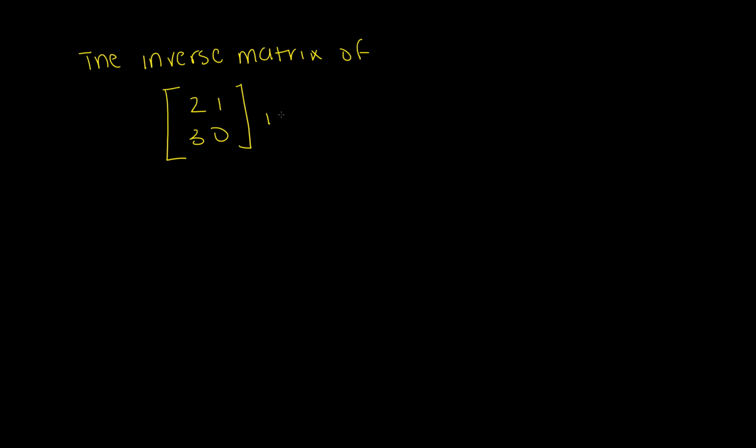Now I could say that the inverse matrix of the matrix 2, 1, 3, 0 is 0, 1/3, 1, and -2/3. And again, if I multiply these together, then we get that 1, 0, 0, 1 output. Okay, so let's see another matrix. Let's look at another one.